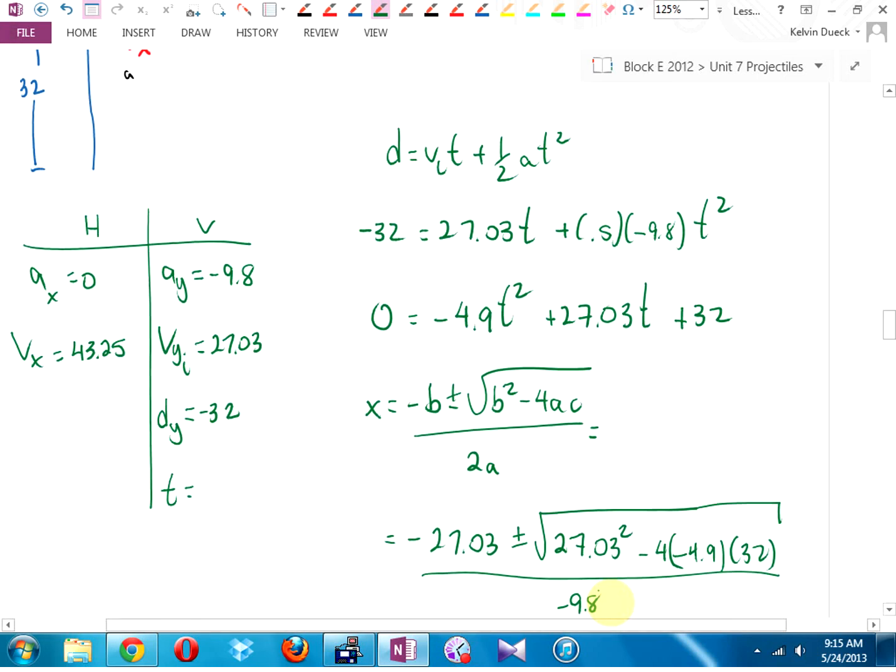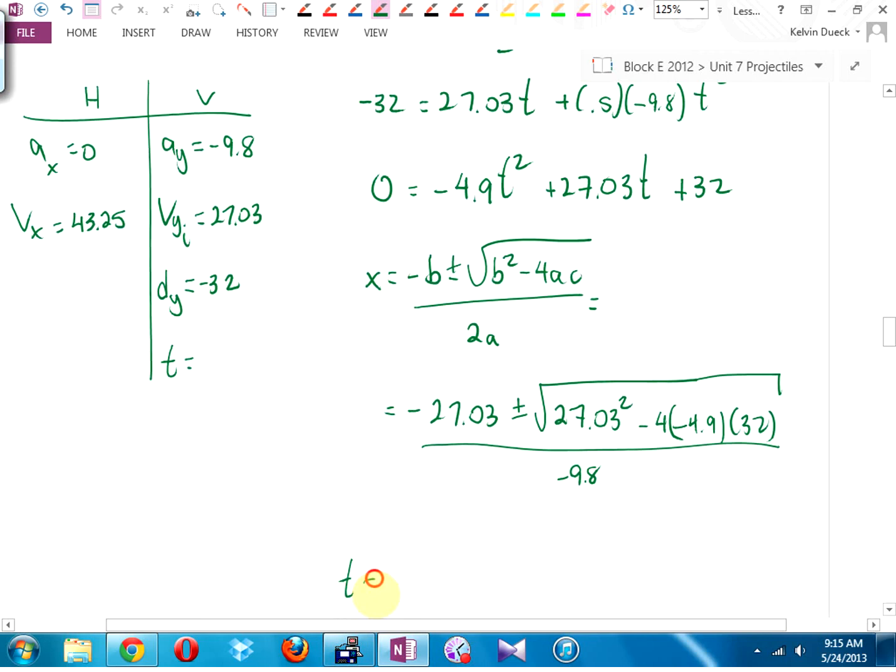I'll be honest, I can do the quadratic formula in my sleep, but it's lots of typing. I would go to a quadratic solver, and I'm going to cheat right now and use my graphing calculator's quadratic solver. I don't have it on my virtual graphing calculator, but I have it on my actual TI. I'm going to go polynomial root finder, degree 2. I'll type in A, negative 4.9, B, 27.03, C, 32, and hit solve, and I get two roots.